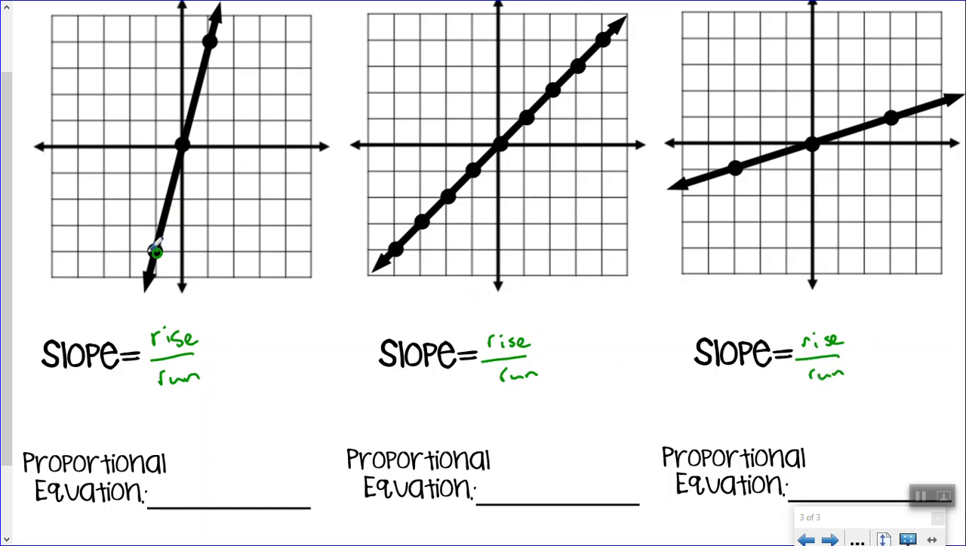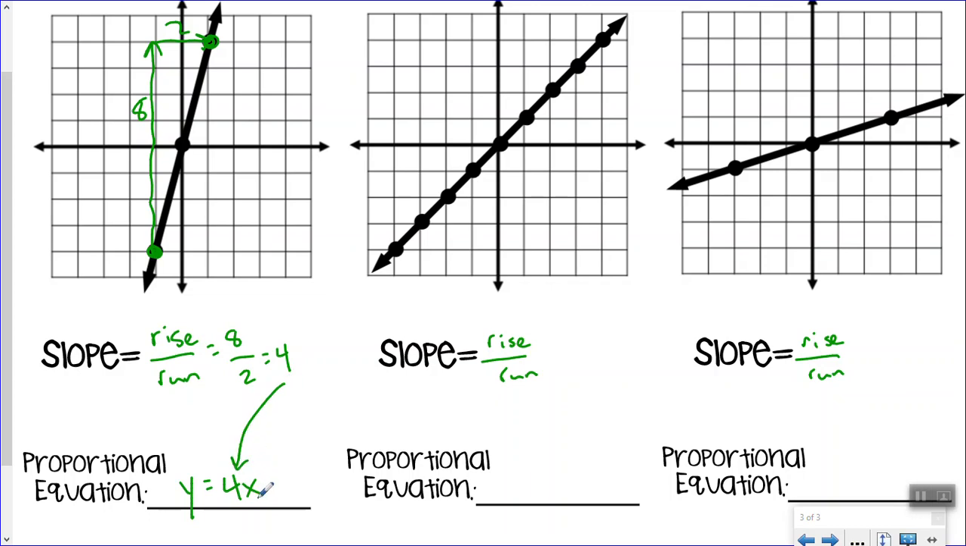If I look at this graph, say I want to use this point and this point here. I'm going to count up 1, 2, 3, 4, 5, 6, 7, 8. So I've risen up 8. And now I'm going to run 1, 2 units over. So my slope is 8, not over 8, over 2. We divide that and we get 4. So my equation is y equals 4x.